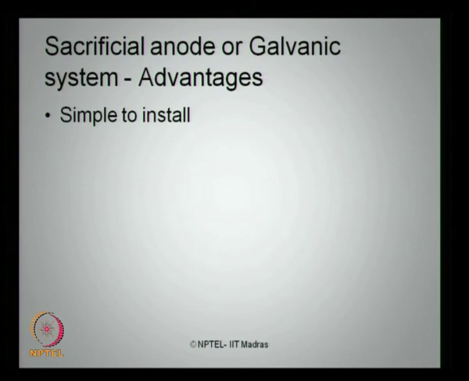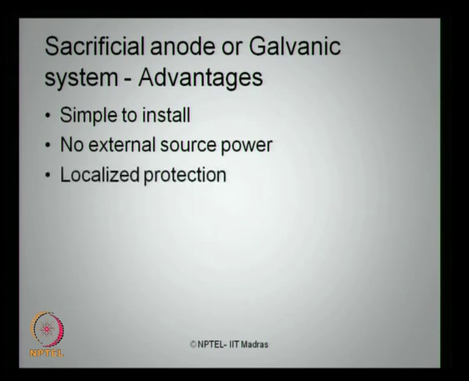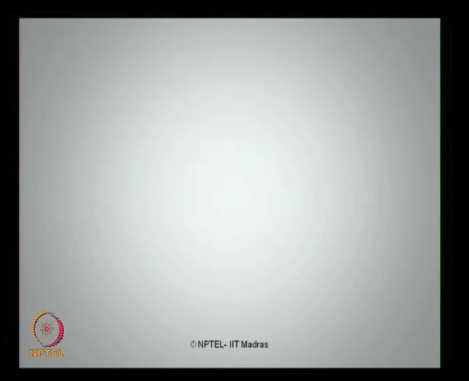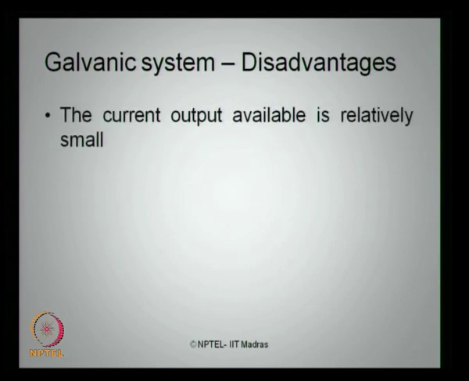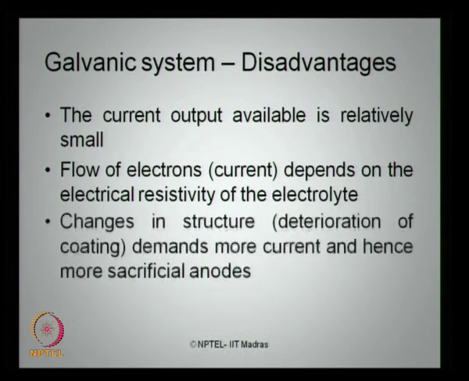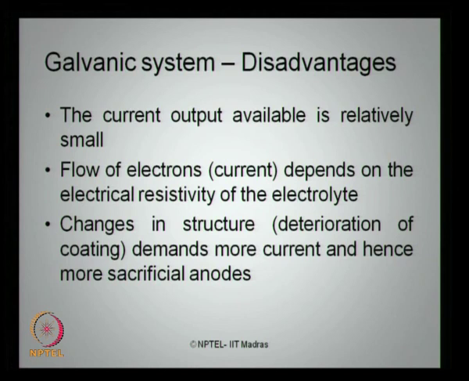Compared to other methods, the sacrificial anode or galvanic system has certain advantages. It is very simple to install, no external power source is required, localized protection is highly effective and immediately available on float out, and there is less interaction with the neighboring structures. When you talk about disadvantages of the system, the current output available is relatively small. Therefore, monitoring a galvanic system for effective corrosion protection is very difficult unless your monitoring system is highly sensitive to record small variations in voltage. Flow of electrons depends on the electrical resistivity of the electrolyte. Changes in the structure, that is deterioration of coating, demand more and more current and hence more sacrificial anodes. Therefore, sometimes this method proves to be expensive.